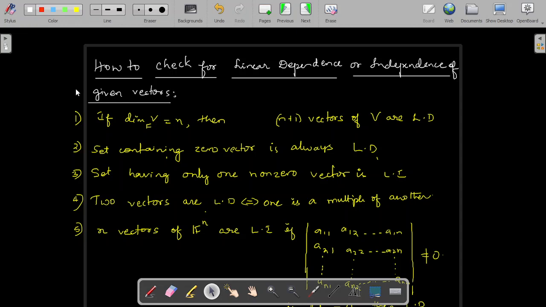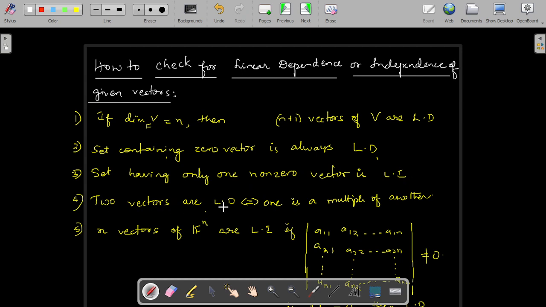How to check for linear dependence or independence of given vectors? The first point is, if you have a vector space over the field F of dimension n, then n plus 1 vectors are always linearly dependent. LD means linearly dependent. If you have a set containing the 0 vector, then that set is always linearly dependent.